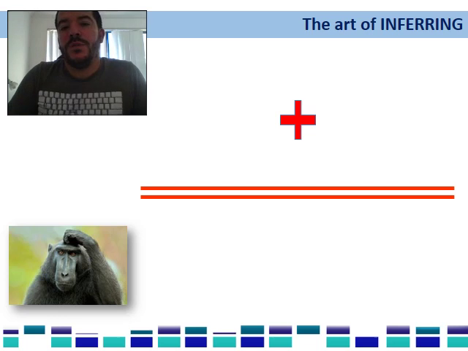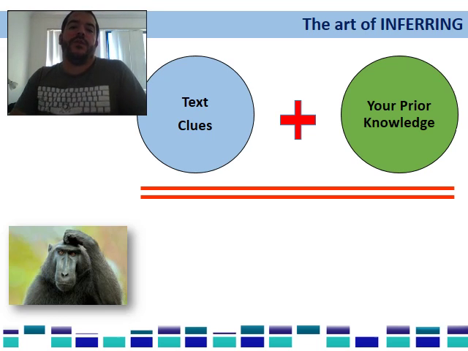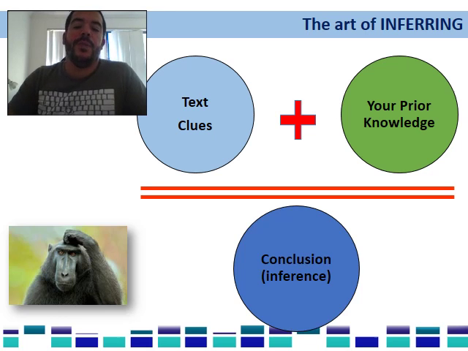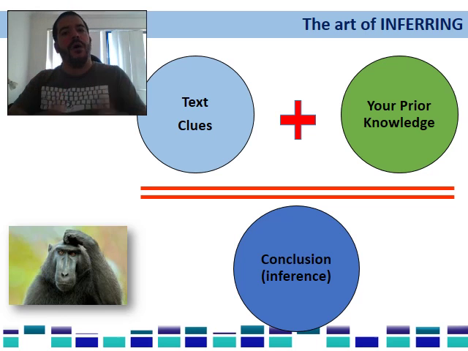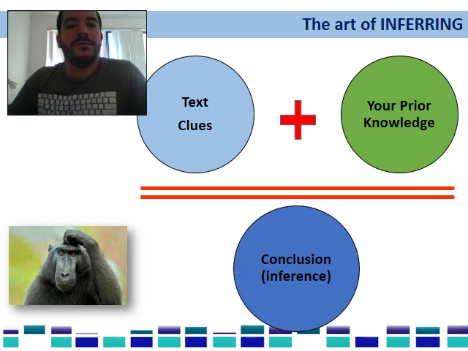Right, inferring goes beyond the literal words or images on a page and requires three main ingredients. The first two are clues from the actual text that you're watching, reading or listening to, and your own prior knowledge. Now you combine those two together to make a conclusion, what we call an inference, that's based on the evidence from the text and your own prior knowledge. So when those forces combine, you have an inference. Let's have a go.